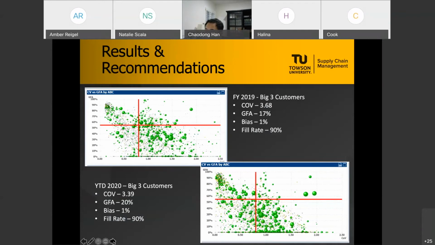So, moving on to year to date 2020. We implemented this dashboard, I want to say, at the beginning of February, so we have about 2 or 3 months of using this to get a basis. But year to date 2020 for those same 3 customers, the coefficient of variation did decrease to 3.4. So we have less variation in the demand in 2020 so far than we did in all of 2019. And our forecast accuracy has increased to 20% with bias and fill rate staying at the same baseline.